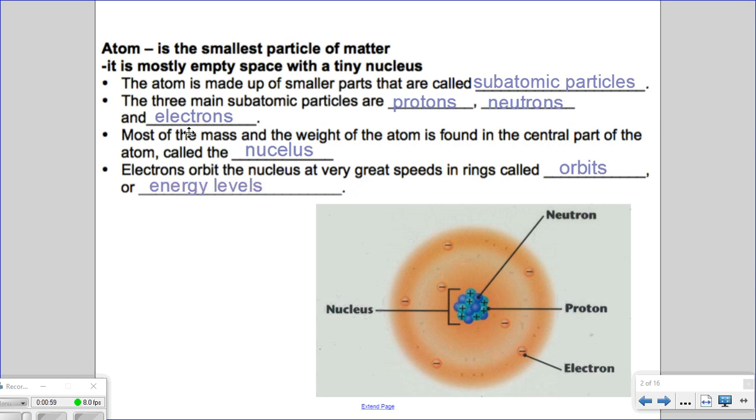As was stated at the top of the slide, an atom is mostly empty space with a tiny nucleus. You find the nucleus here with the protons and neutrons, and then in different orbits or energy levels, you find those electrons. Electrons are very tiny, and they're spread out very far apart. So there is a lot of distance between electrons and the nucleus, and even between electrons themselves.